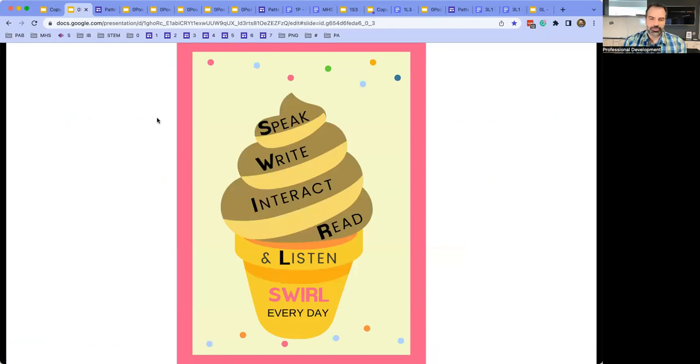All right, here we have one of our favorite posters, Swirl. Speak, write, interact, read, and listen. We know the research says students learn best when they're swirling, and that is powerful for building their STEM identity, language competency, and just feeling like they get it. So we want them swirling, and one of the best places we do this is in data discussions.